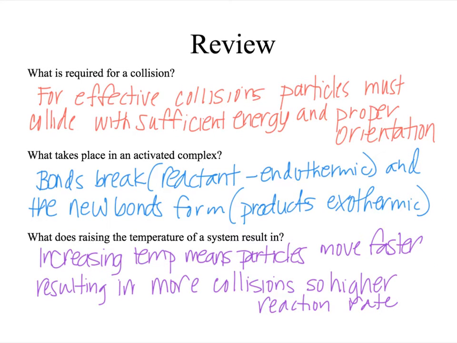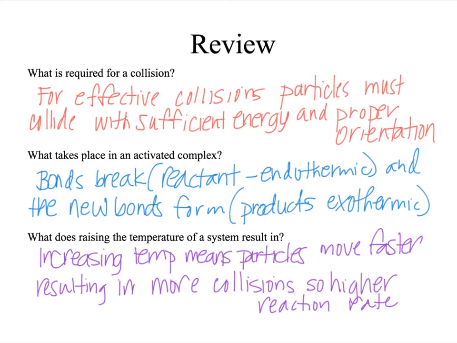All right, what is required for a collision? Remember, for a collision to be effective, the particles, first of all, they have to collide, and they have to have sufficient energy, and they have to have proper orientation. So in your notes, we talked about that, so make sure you know that those three things happen. Without collisions, we wouldn't have any reactions, and anything that we can do to increase the amount of collisions will increase the amount of reaction that can take place.